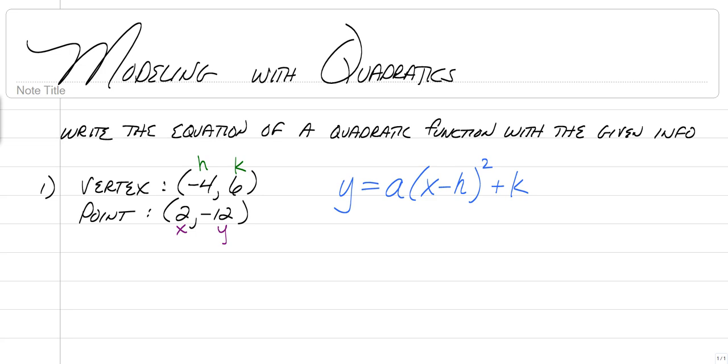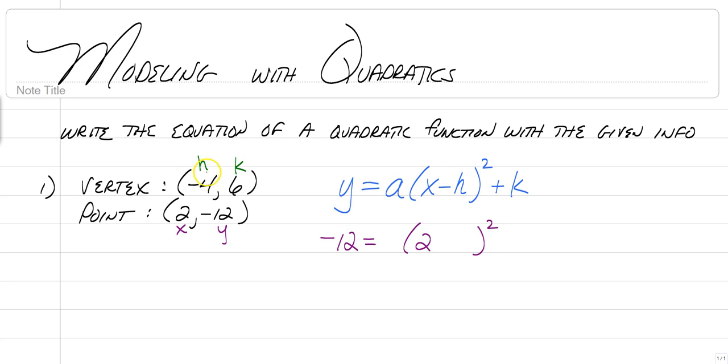So in order to find the equation that goes through the vertex -4, 6 and a point 2, comma, -12, what you have to do is substitute in the information that you know and solve for what you don't know. So to do that, we have y, which we know is -12. Is equal to, we don't know what a is, but we also know that x is 2. And then we're going to fill in our h and k, which is our vertex.